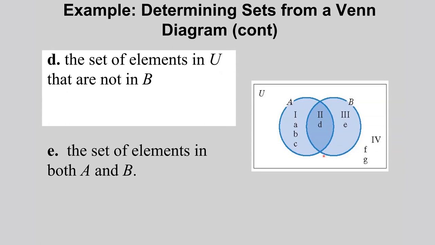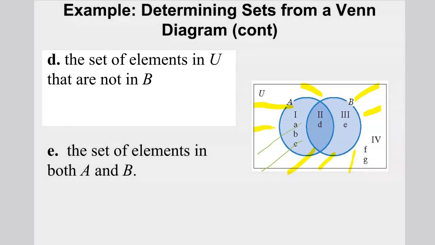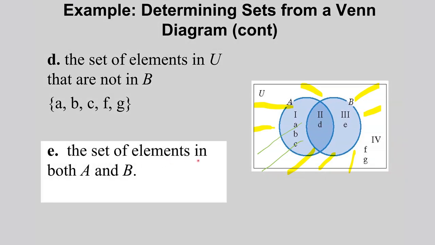Now, what about the elements in the universal set that are not in B? We are actually referring to the region outside of B. Outside of B are regions 1 and 4. If you look at it, it is actually this region here. The elements that you can find outside of B are A, B, C, and F, G. Now, the set of elements in both A and B. So what are the elements that are in both A and B? In both A and B are the intersection of A and B.